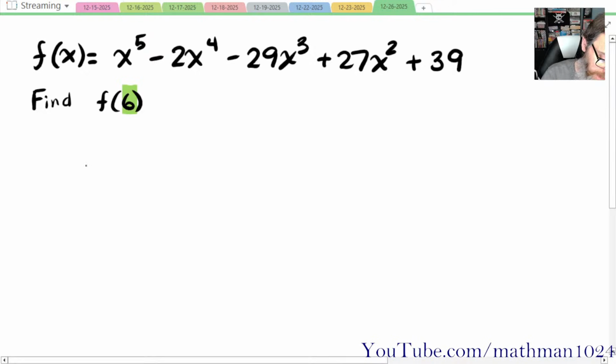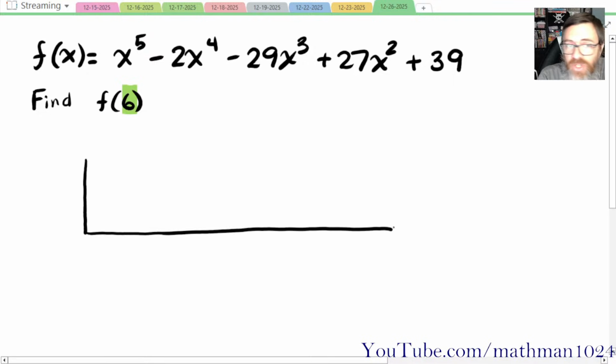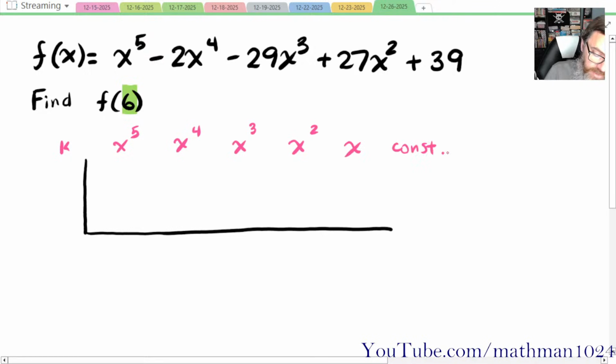All right, so let's set up synthetic division. And it's going to be especially true here that this synthetic division is just my work. It's not my answer. Again, do your headings. K, we go all the way up to x to the 5th, so make sure that we have a column for every degree decreasing by 1 until we end up at the constant here at the end. And here at the very end, that remainder is where our answer is going to be.